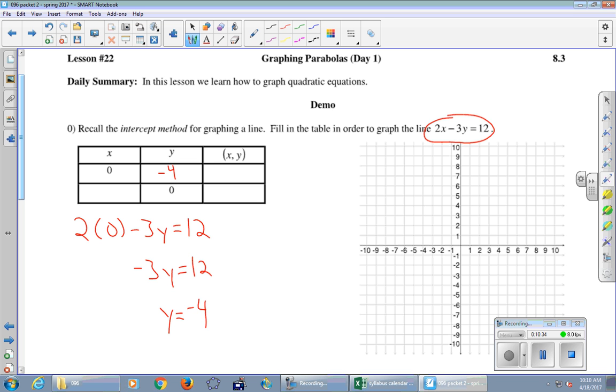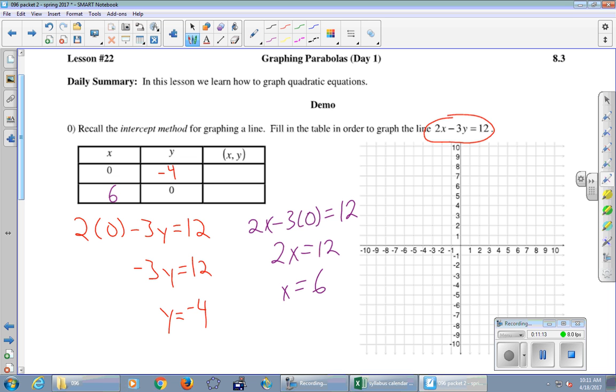So that's the y-intercept. And if I want to find the x-intercept, that's letting the y equal 0. So we just go back to the original equation, replace y with 0, copy everything else, and solve that for x. Whatever number we get for x is the x-intercept. What do we get for x? 6, right? 2x equals 12, so x is 6.